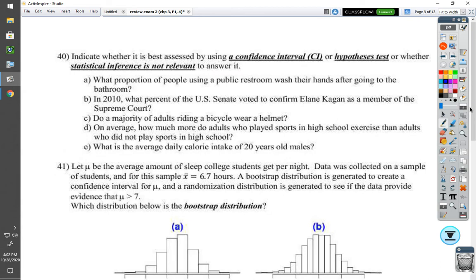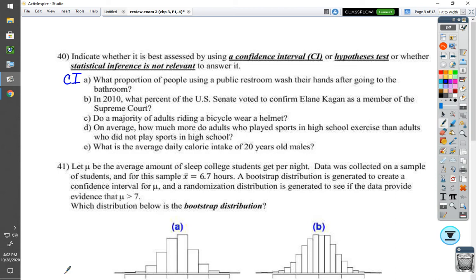Number 40. Let's keep going. Indicate whether it is best assessed by using a confidence interval or a hypothesis test. The proportion of people using public restrooms who wash their hands after going to the bathroom. You are not testing anything. You're looking for an average, a CI. The proportion in 2010, what percent of the U.S. Senate voted to confirm Elena Kagan?